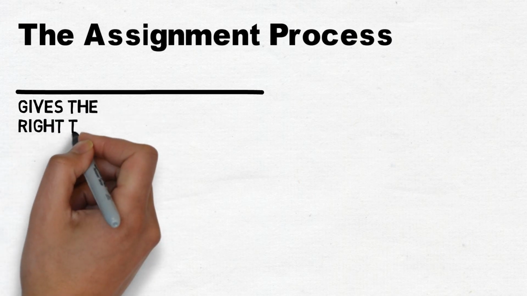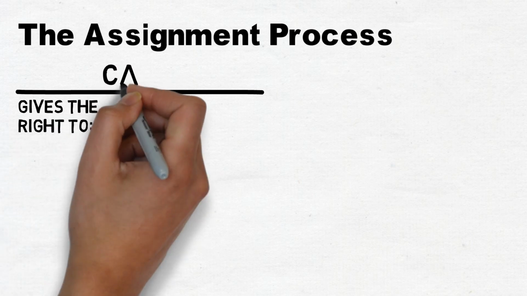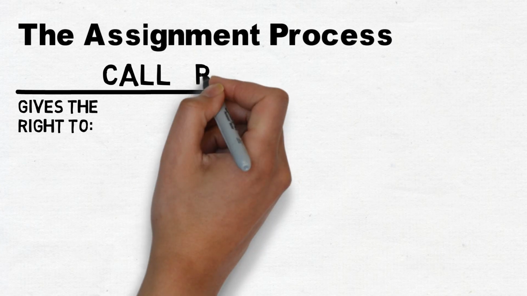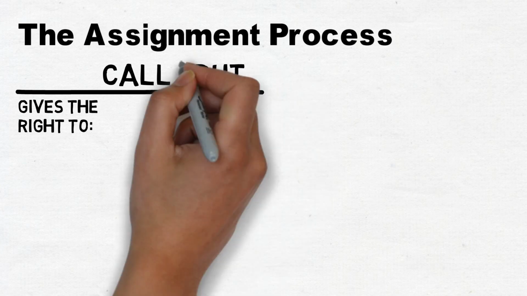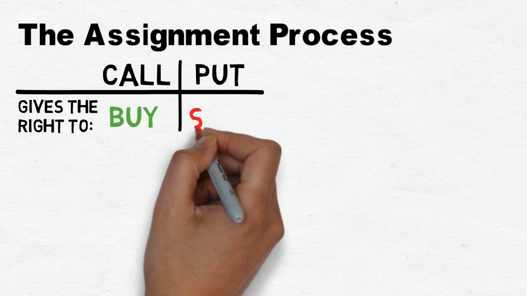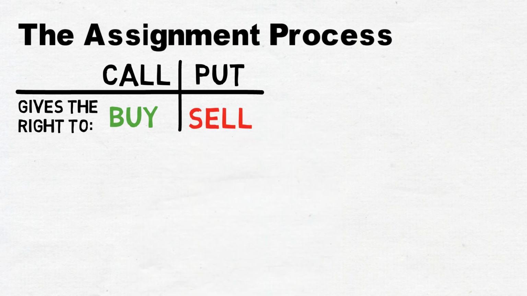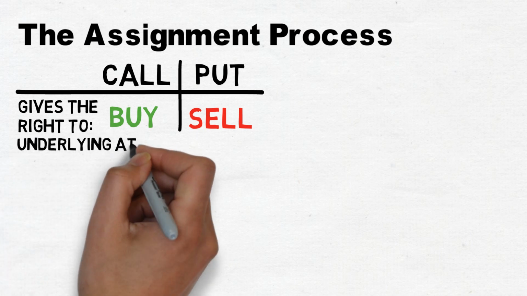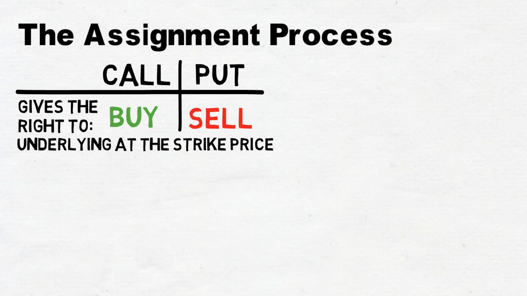First of all, what is assignment? To understand assignment, we must first remember what options allow you to do. A call option gives its buyer the right to buy 100 shares of the underlying asset at the strike price, whereas a put option gives its owner the right to sell 100 shares of the underlying asset at the strike price. In other words, call options allow you to call away shares from someone else, whereas a put option allows you to put shares in someone else's account.